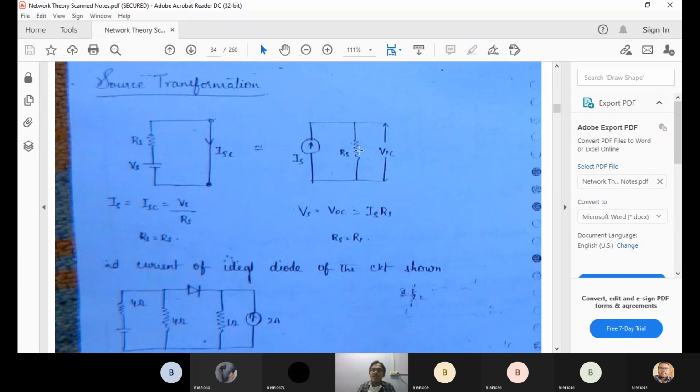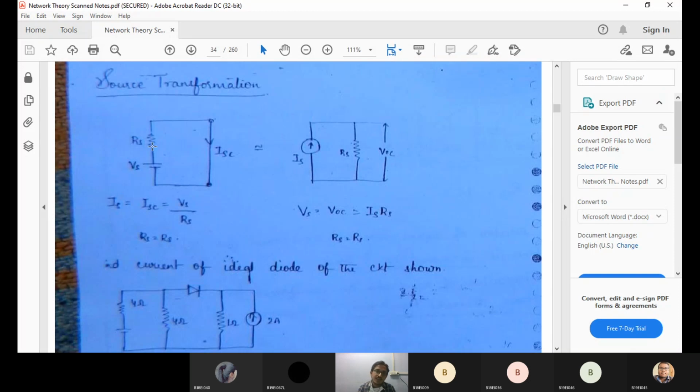You just observe here. A voltage source in series with resistance can be converted to a current source with the same resistance in parallel. With an example, let's take Vs equal to 10 volts and Rs equal to 2 ohms. That can be converted to a current source of 5 amperes and the same 2 ohm resistance in parallel to it. So here Is is equal to Vs by R, and Rs remains constant.